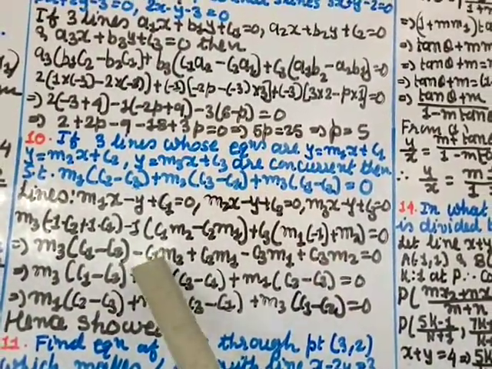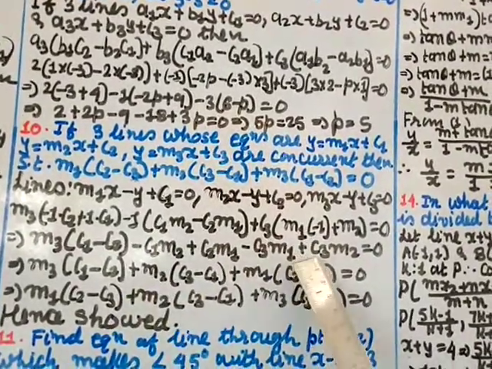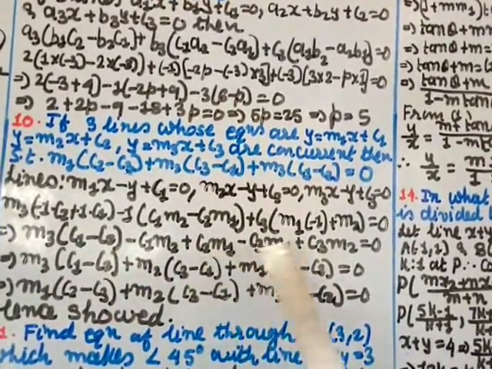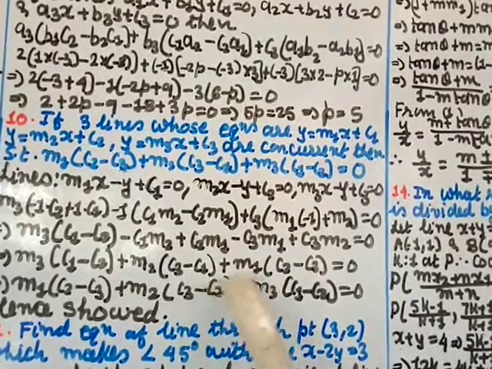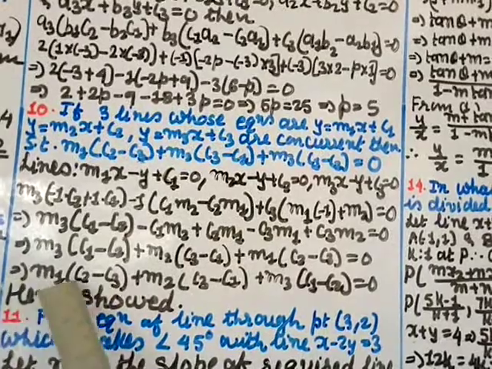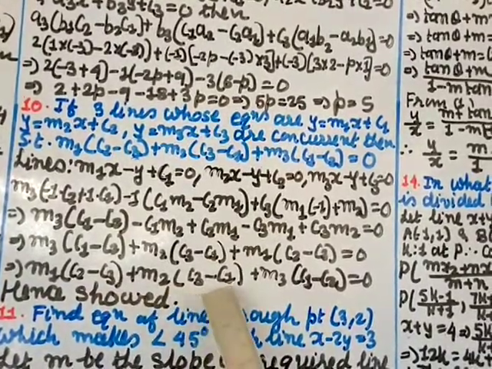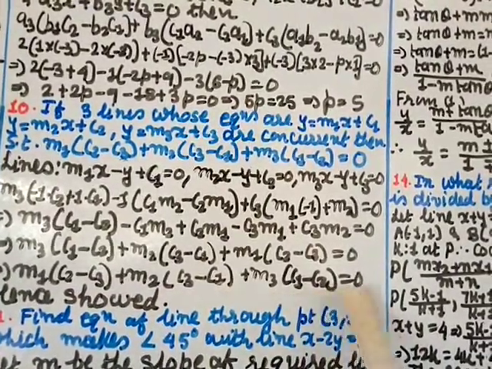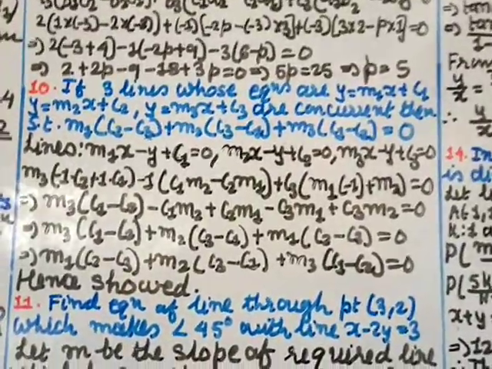From these two I am taking m2 common, so here it means c3 minus c1. From these two I am taking m1 common, here c2 minus c3 equal to 0. Just rearrange. So m1 into c2 minus c3 plus m2 into c3 minus c1 plus m3 into c1 minus c2 equal to 0, and this is what you have to prove, hence proved.